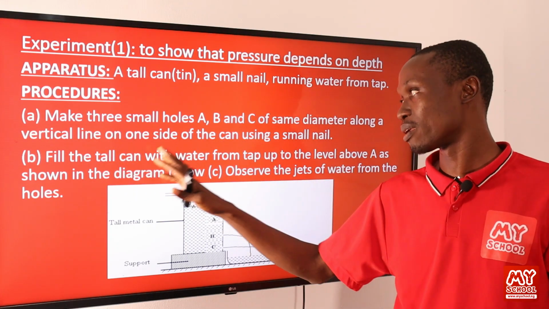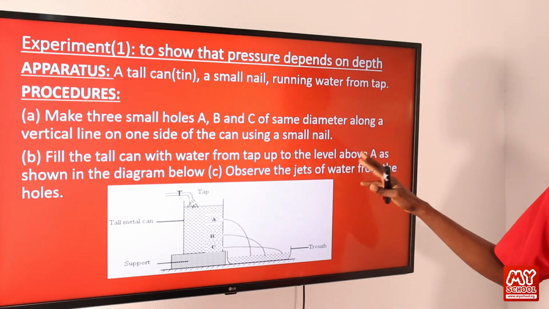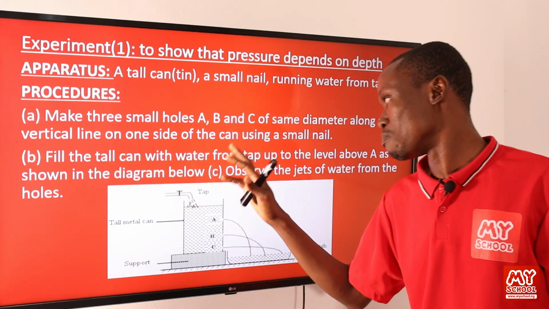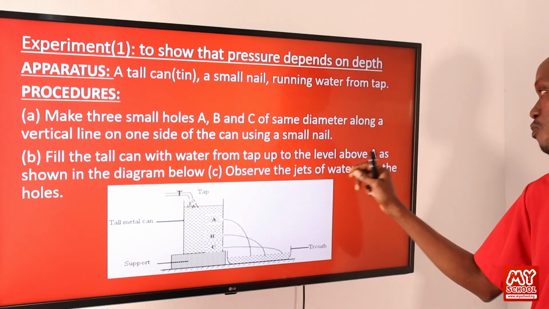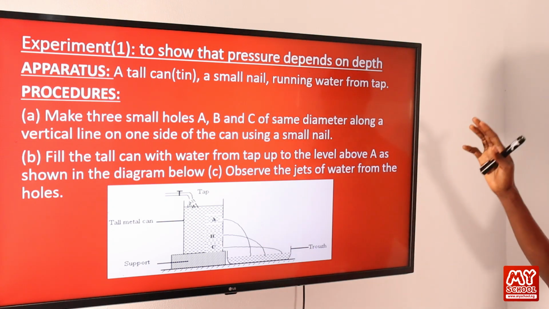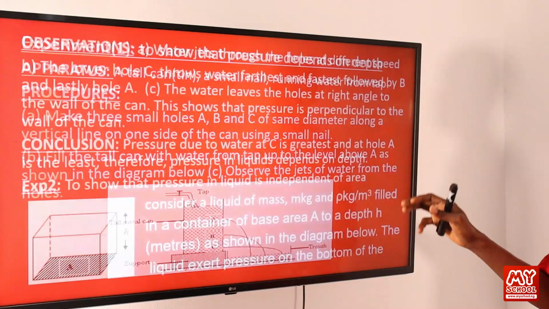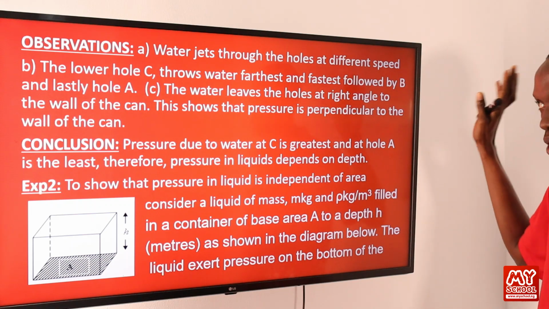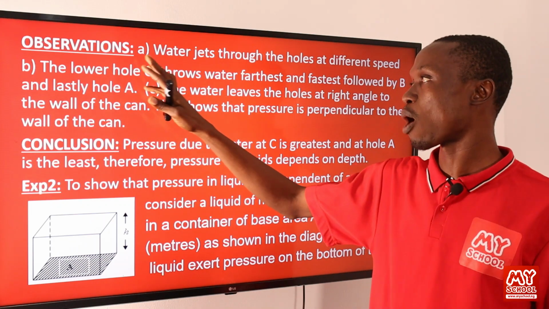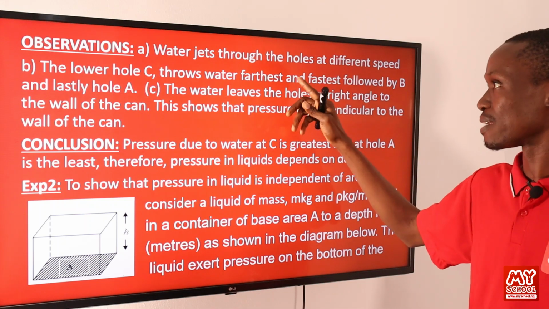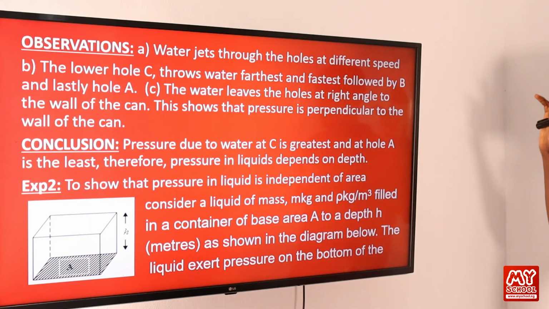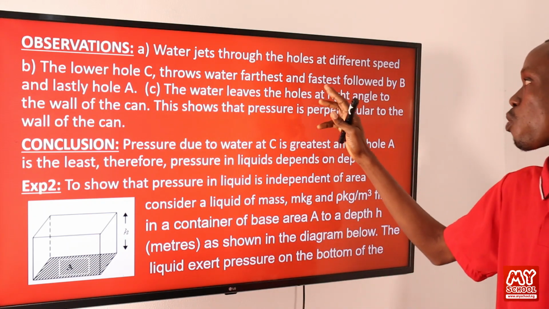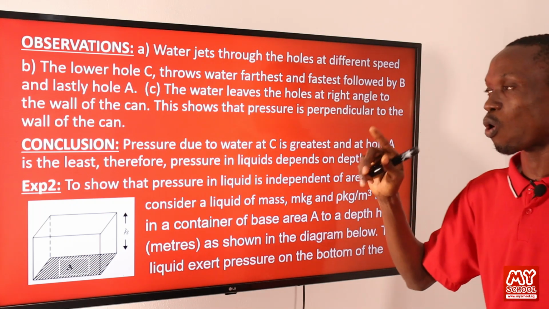Then B, fill the tall can with water from the tap up to a level above A, as shown in the diagram below. Then C, observe the jets of water from the holes. Now, observation. A, water jets through the holes at different speeds. B, the lower hole C throws water farthest and fastest, followed by B, and lastly hole A. Then C, the water leaves the holes at right angles to the wall of the container.